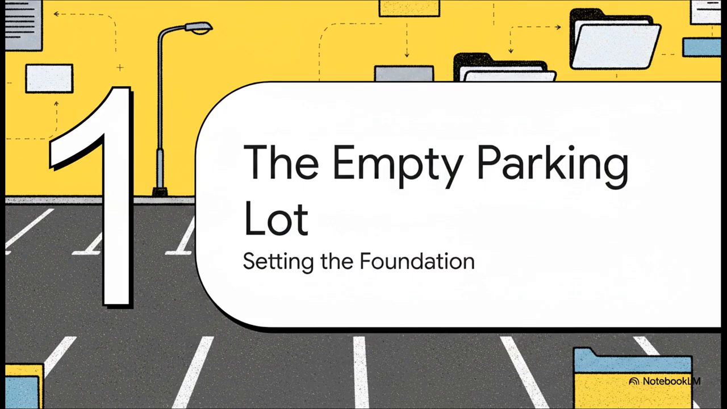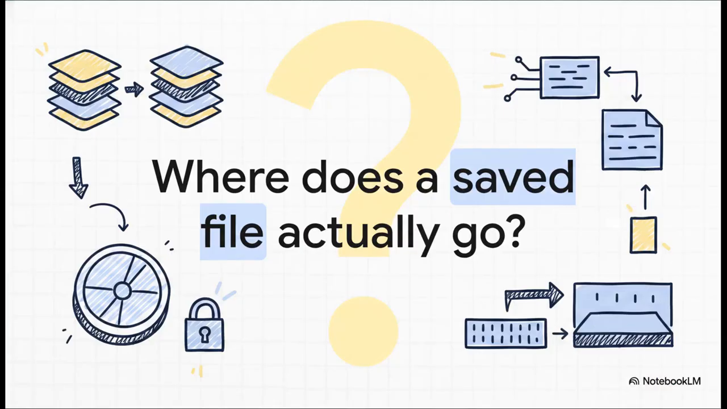All right, Section 1. The empty parking lot. Think about this for a second. When you hit Save on your computer, where does that file actually go? And I don't just mean which folder it ends up in on your screen. I mean physically, digitally. How does your hard drive know where to store that exact data, how to find it again a year later, and how to make sure a completely different file doesn't just overwrite it tomorrow?